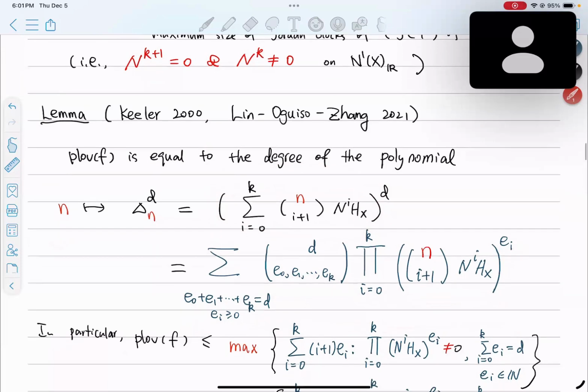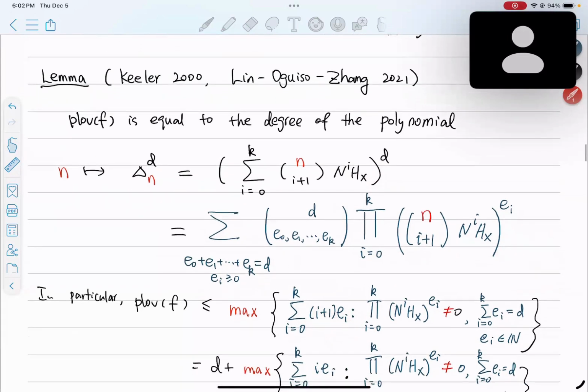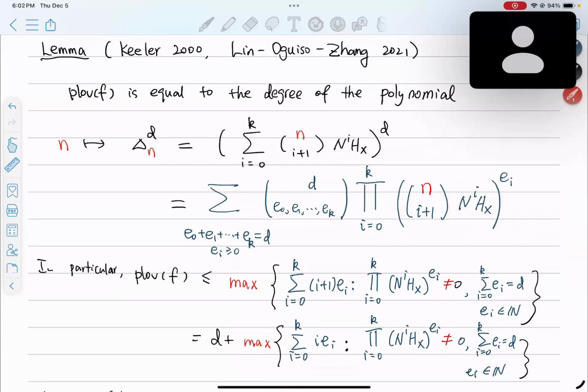Recall that on the right hand side the only term containing n is n choose i plus 1. So the degree in n of this term is e_i times i plus 1. Taking the product, the degree is the sum of i plus 1 times e_i. So on the right hand side, each term has degree sigma of i plus 1 times e_i. But we don't know, because this is a huge sum, and maybe there is some cancellation. We don't know any positivity about these divisors, so we only have this kind of inequality.